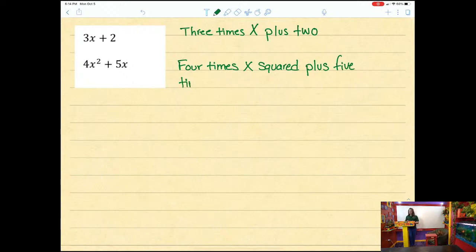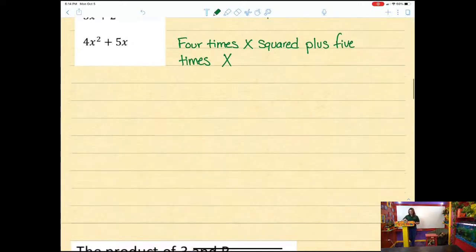I'd like you to turn these written expressions into algebraic expressions. I'll give you 2 minutes.